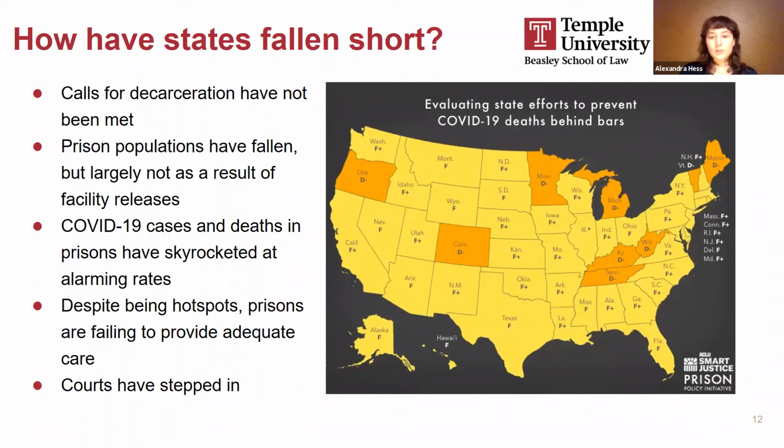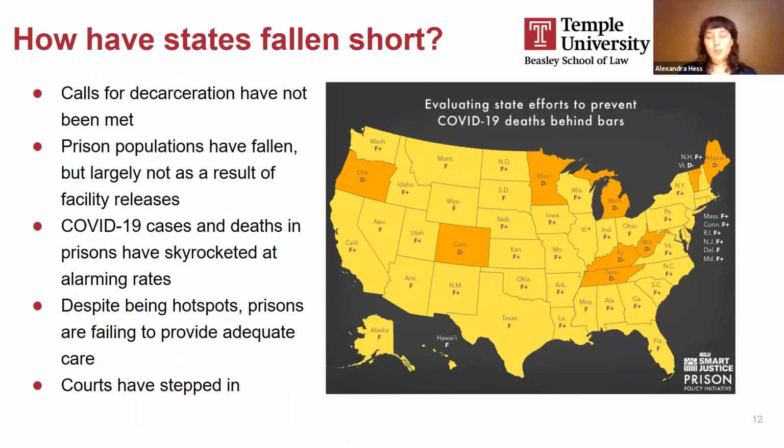So we know that calls for decarceration quite generally have not been met across any state, really. As you can see on the right-hand side, this Prison Policy Initiative map, which evaluated state efforts to prevent COVID-19 deaths behind bars, graded every state, and it should come as no surprise that no state got above a D-. And we know that although prison populations have fallen in some places at some points in time, this is largely not as a result of facility releases, but rather as a result of a reduction in intakes overall. So it's important to keep in mind why and how populations are being reduced.